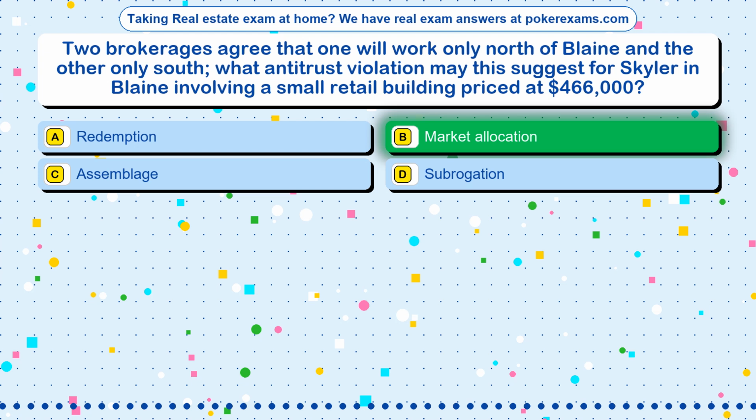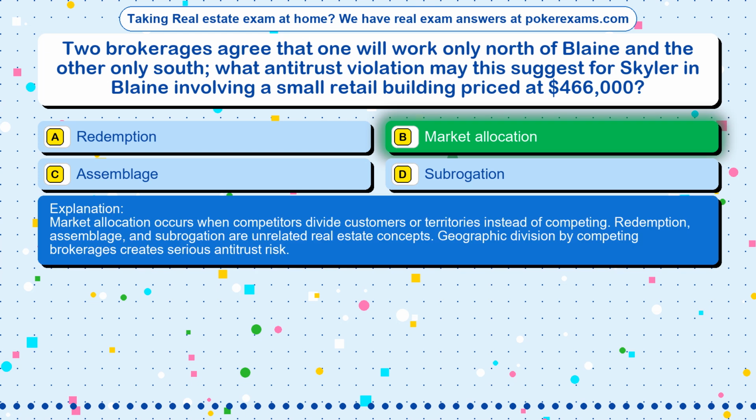The correct answer is option B, market allocation. Market allocation occurs when competitors divide customers or territories instead of competing. Redemption, assemblage, and subrogation are unrelated real estate concepts. Geographic division by competing brokerages creates serious antitrust risk.